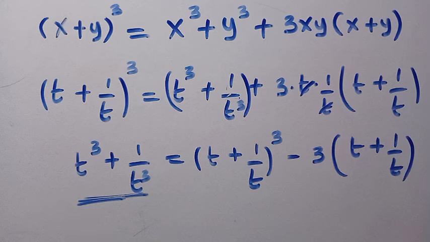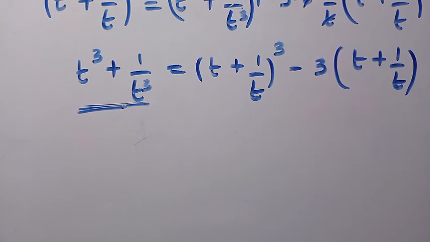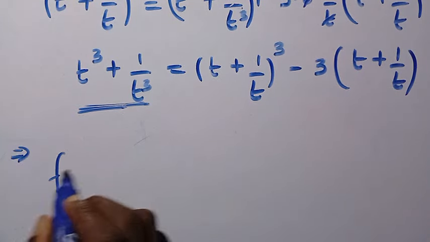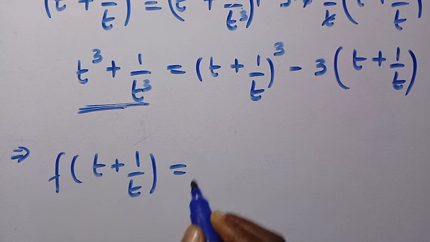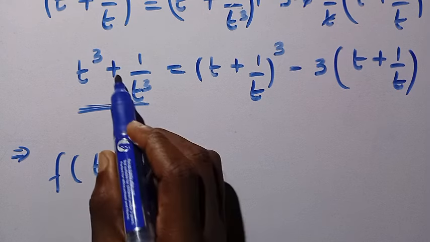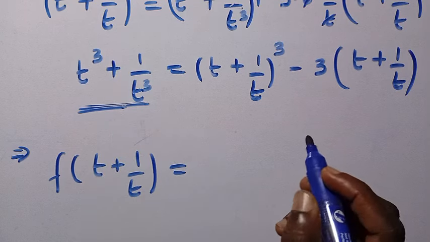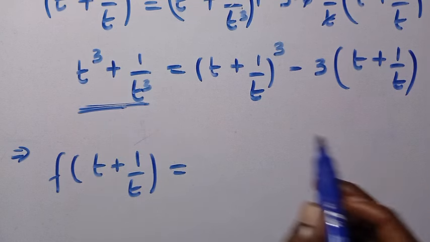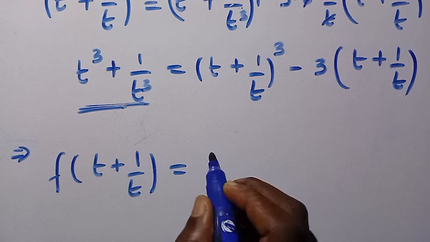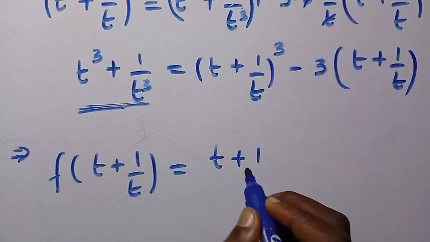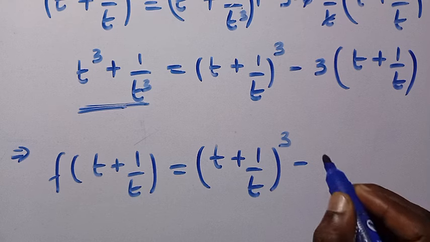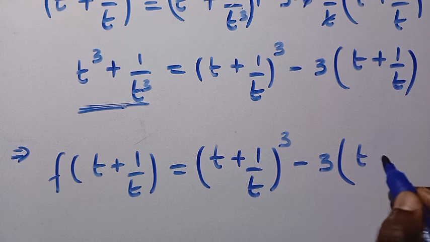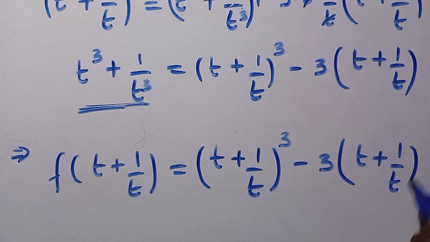So let's come back to the given question. The question says f of (t + 1/t). So this will give us, since t cubed plus 1 over t cubed is found at the right hand side and the result of this is given as this. Therefore, we are going to write it as (t + 1/t) raised to power 3 minus 3 into bracket of t plus 1 over t. So this is where we come.